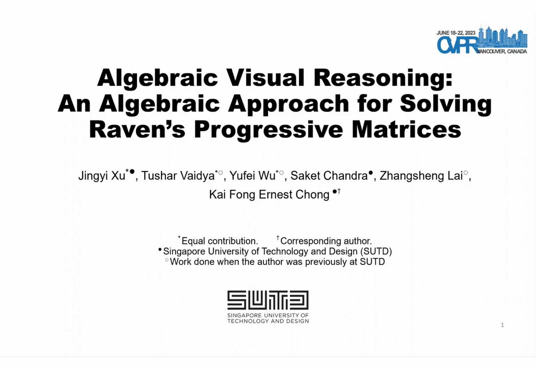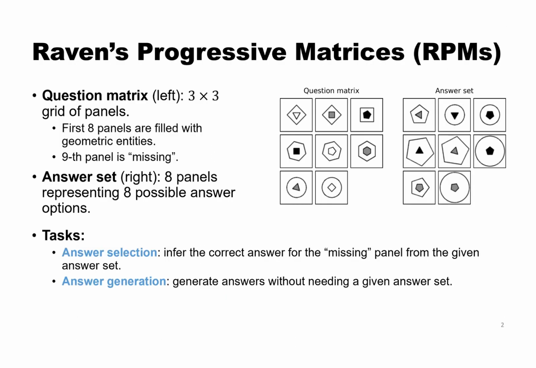In our previous video, we have briefly explained the intuition of how algebraic machine reasoning is used to solve Raven's progressive matrices. In this video, we are going to further describe the process of solving RPMs in detail. Let's start by reviewing the composition of RPMs.